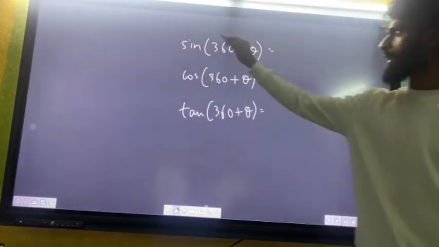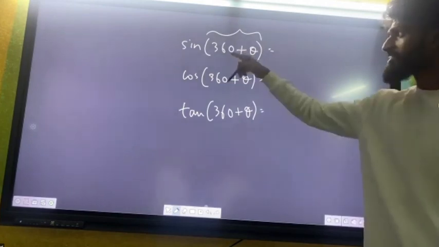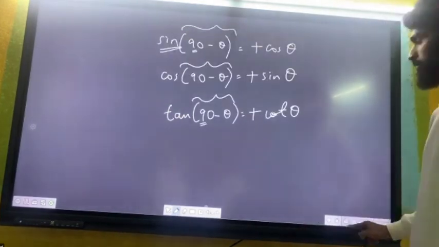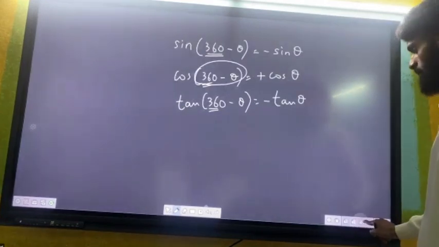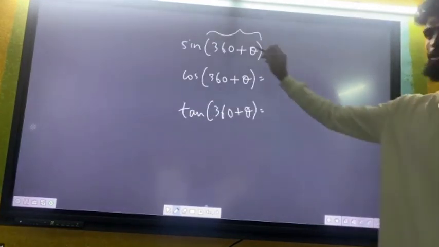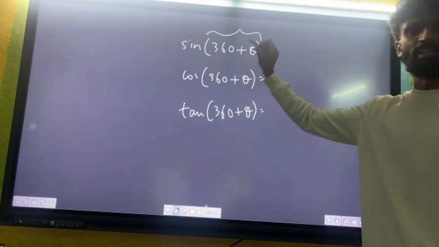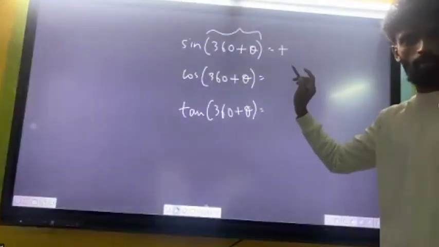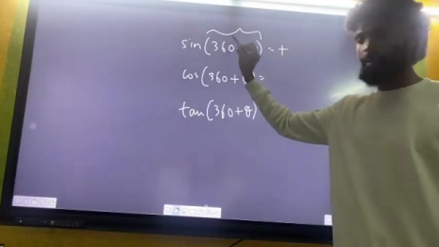Guys, focus. The bracket helps me give the sign. 360 plus theta, which quadrant? First quadrant. In the first quadrant, sign is positive. Done. Go back inside the bracket.